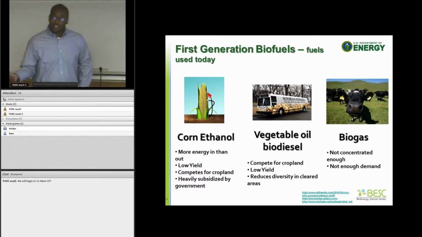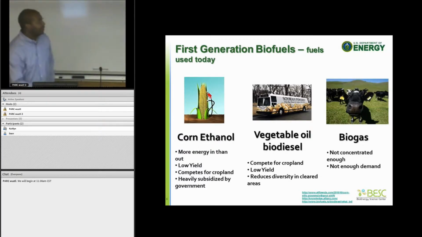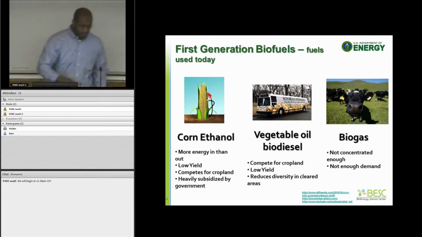It's a really old process. That's how monks made beer, and I don't know, a long time ago. But we take that process and use it to produce ethanol. And there's a lot of problems with these first generation ethanol sources. For the most part, none of them have high yields and are very economically competitive. And so they all, for the most part, require heavy subsidizing from the government.